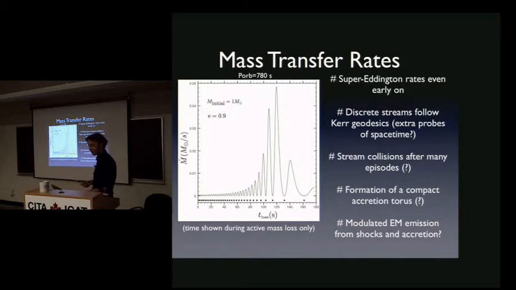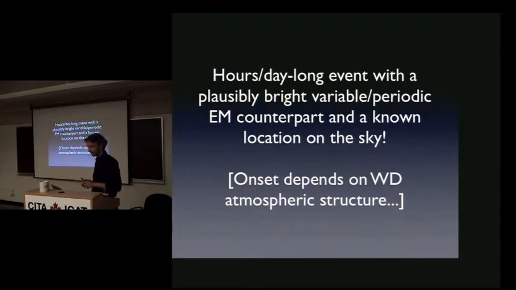gravitational waves. So what I'm telling you, and this is my last slide before my conclusion, is that these events, white dwarfs spiraling into massive black holes, low mass massive black holes, have the potential of producing hours to day-long events with a possibly bright, because I'm talking about Eddington rates onto this massive black hole, periodic electromagnetic counterpart. And you know when that happens, you know where that happens on this graph. So that is rather promising from the point of view of detecting this electromagnetic counterpart.